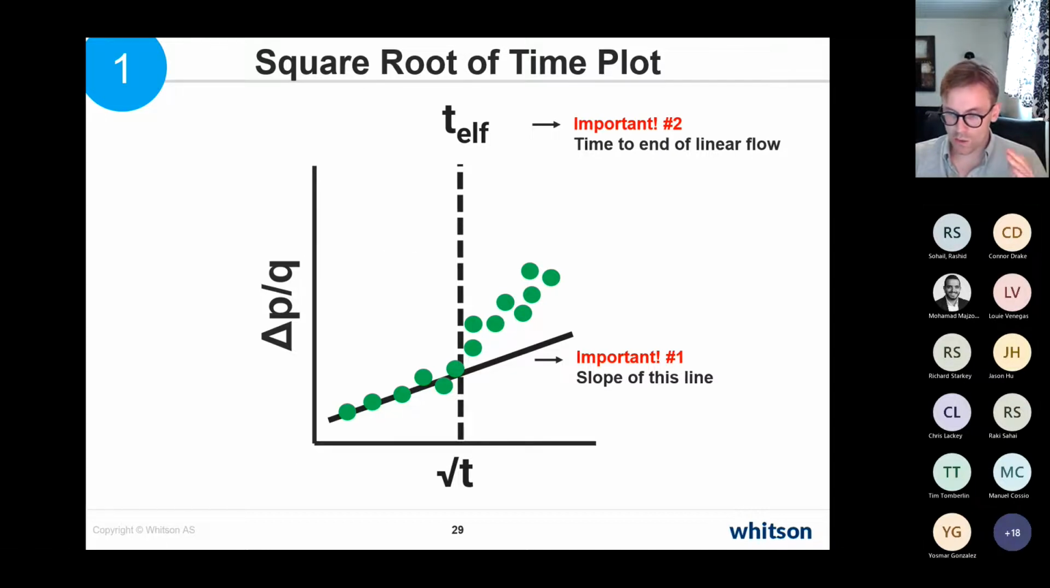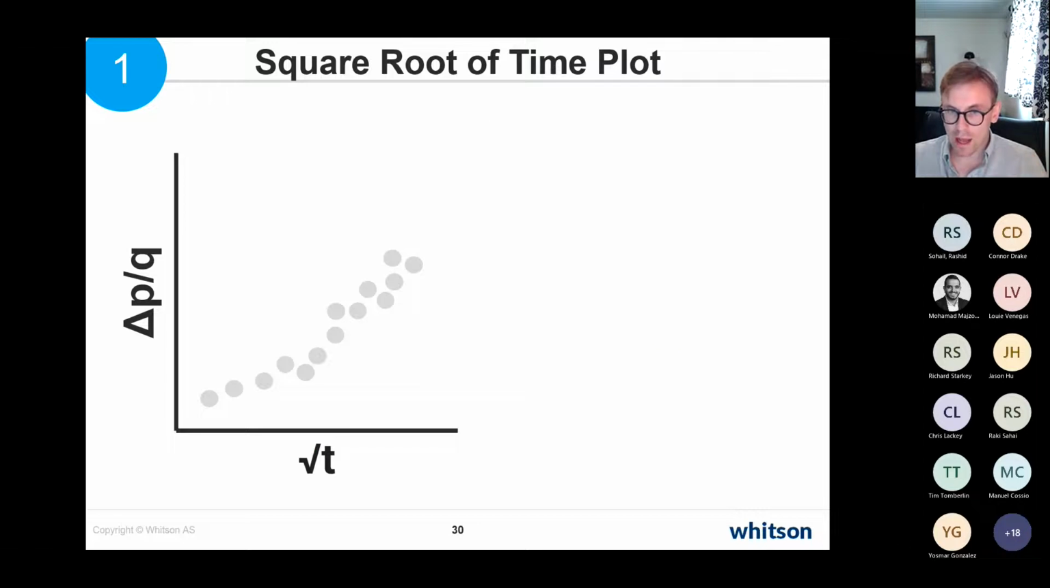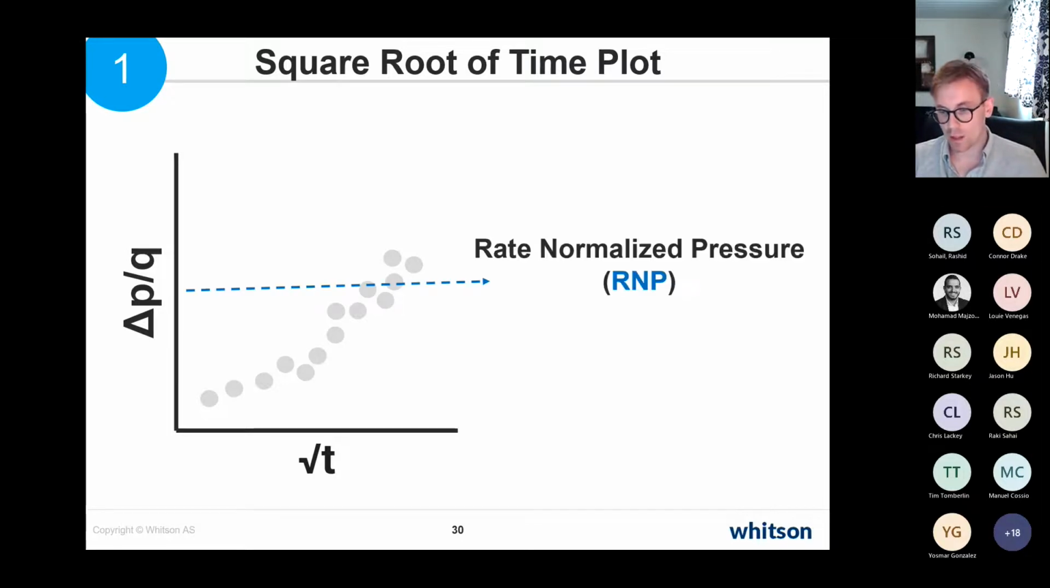Okay, so if you take a look at what is plotted on the axis here, it's just the square root of time on the x-axis. That can be the material balance time typically, but it can also be regular time. And then on the y-axis, we're plotting something called rate and normalized pressure, or abbreviated RNP. But it's just the initial reservoir pressure minus the bottom pressure divided by the rate. And if you do that, you typically get this upward curve right here.